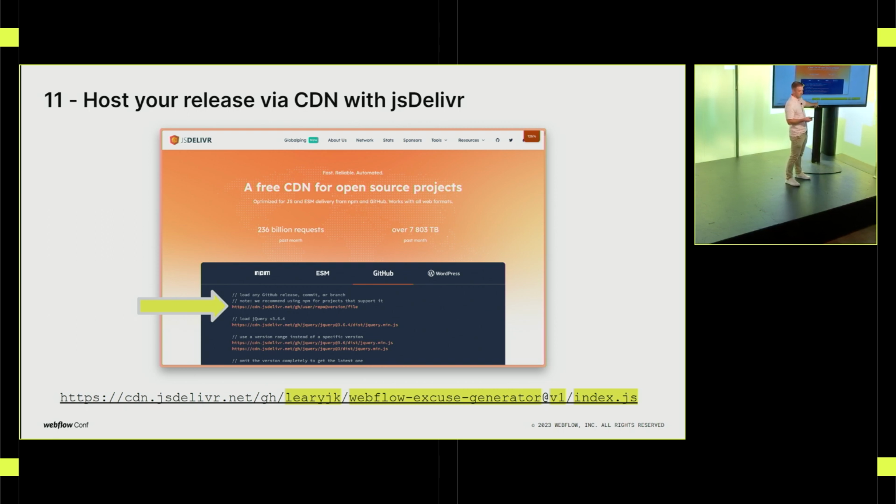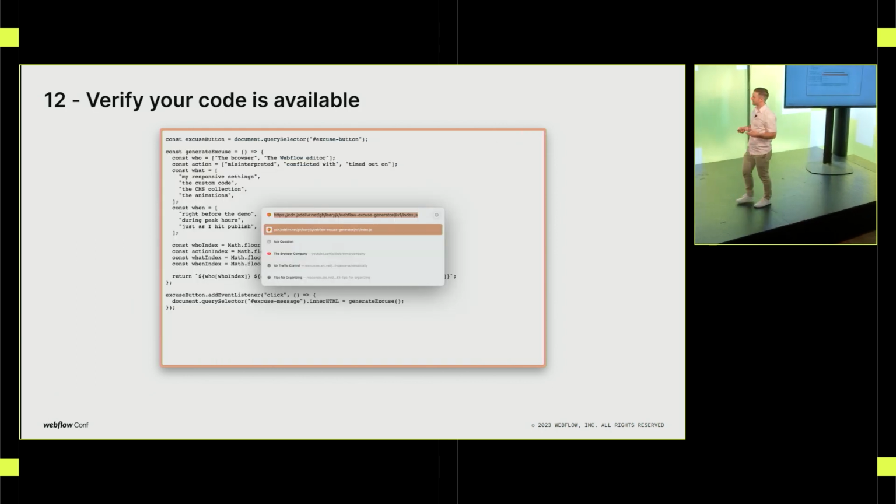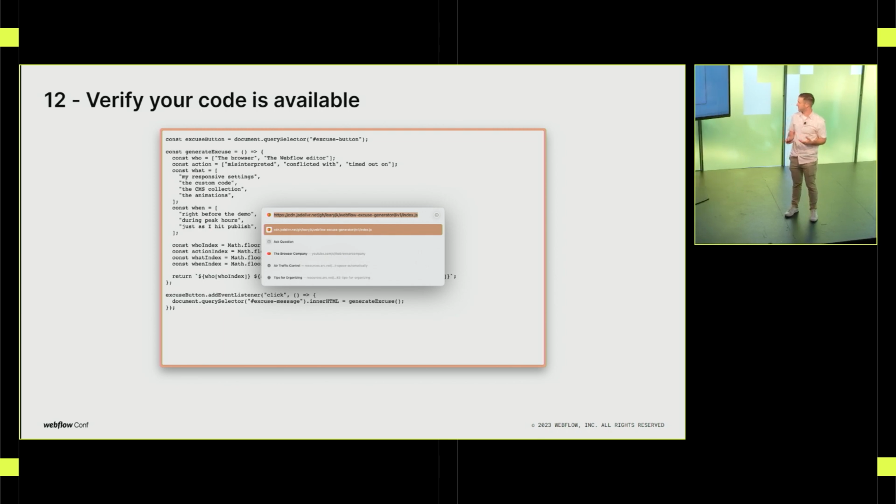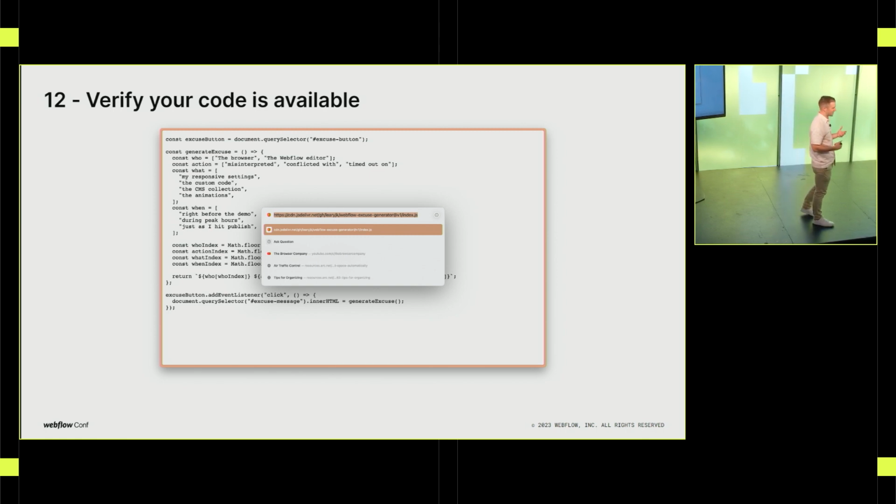So LeeryJK, that's my GitHub account name. Webflow Excuse Generator, that's the repository name. V1 is version 1, and index.js is the file. Now I can verify my code is available by plugging that URL into the browser. We'll see the code again, so we can be sure we know how things are working. We can give ourselves a pat on the back that everything's going well.